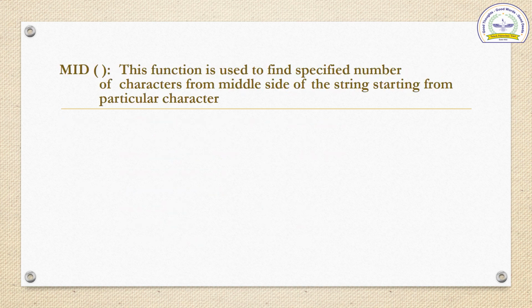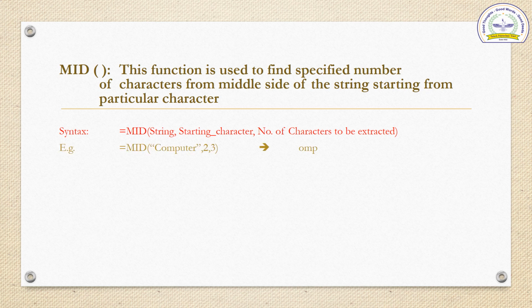The third function is the MID function, which is used to extract the middle part of the string. The MID function takes 3 arguments. The first one is the string argument. The second and the third ones are number arguments, where the second argument is the starting place from where the extraction starts, and the third argument is the total number of characters that need to be extracted from the starting place.